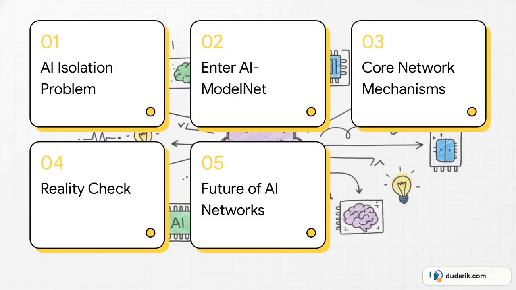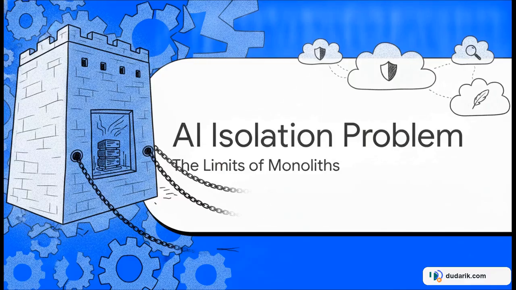Here's our roadmap for today. We'll start with the AI isolation problem, then enter AI Model Net, look at the three core network mechanisms, do a reality check for developers, and wrap up with the future of AI networks. Kicking things off with Section 1, the AI isolation problem.